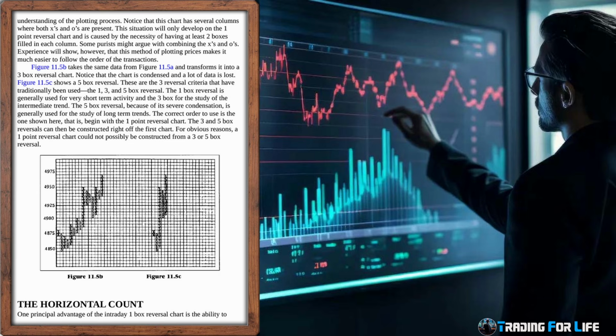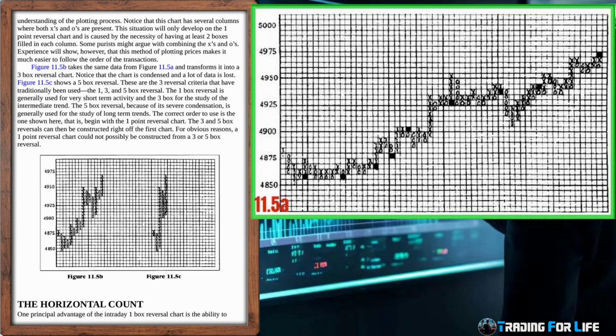Figure 11.5b takes the same data from Figure 11.5a and transforms it into a 3-box reversal chart. Notice that the chart is condensed and a lot of data is lost. Figure 11.5c shows a 5-box reversal. These are the 3 reversal criteria that have traditionally been used: the 1, 3, and 5-box reversal. The 1-box reversal is generally used for very short-term activity, and the 3-box for the study of the intermediate trend. The 5-box reversal, because of its severe condensation, is generally used for the study of long-term trends.